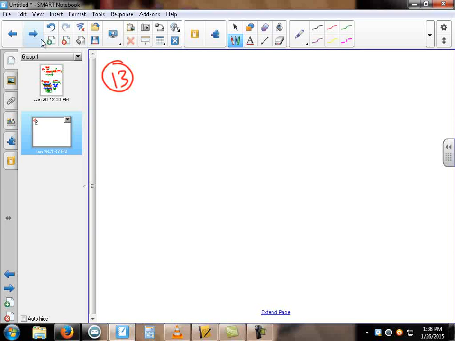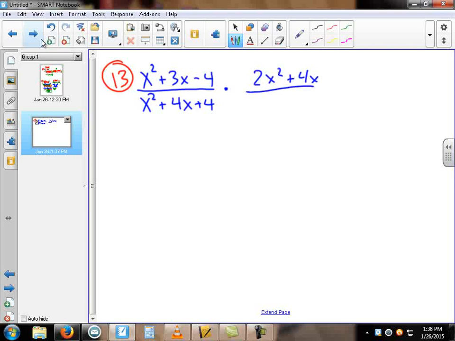So question number 30 has x squared plus 3x minus 4 over x squared plus 4x plus 4, times, now that times, it's important, but it's not too important, so don't get caught off by it, 2x squared plus 4x over x squared minus 4x plus 3.